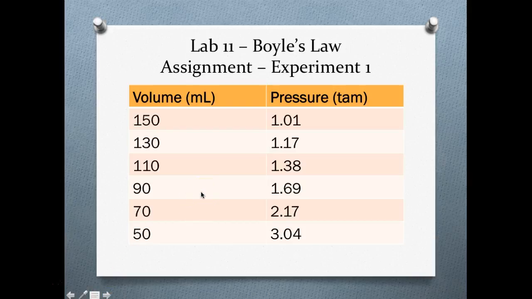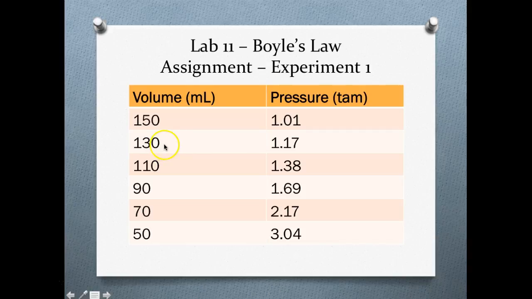If you look at the numbers, you will see that at 150 mL of the gas, this is experiment 1, so that's propane, the pressure was 1.01, so roughly about 1 atmosphere. The unit on the slide is a typo, I'm not sure why I did that in a couple of places. It should be ATM, there's no such thing as TAM for measuring pressure.